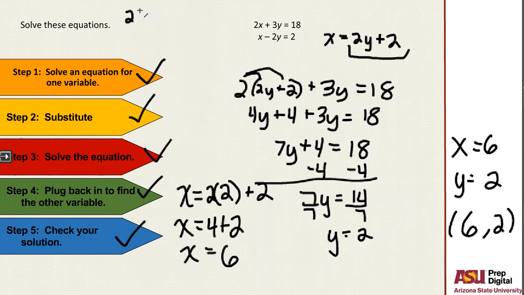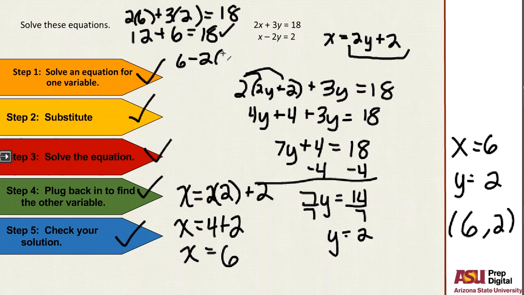So 2 times 6 plus 3 times 2. I want to know if that equals 18. So this is 12 plus 6 equals 18. Yes, that's true. So it works for the first equation. And now I'm going to check the second equation. 6 minus 2 times 2, is that equal to 2? Well, this is 6 minus 4, so last time I checked, that is 2. So now that I've checked, I know that 6 comma 2 is the correct answer.